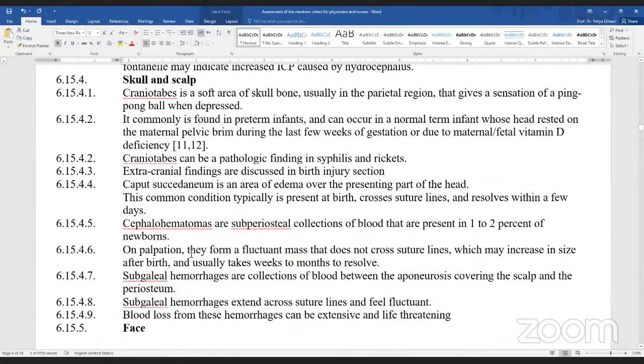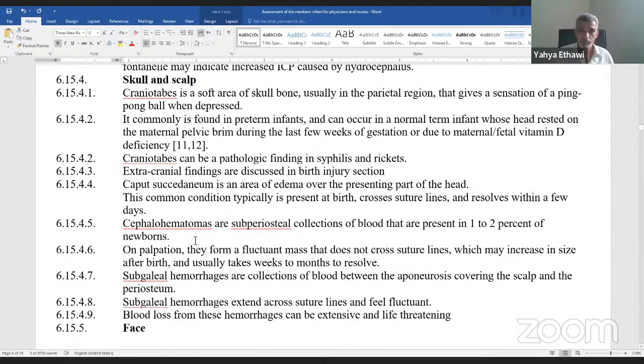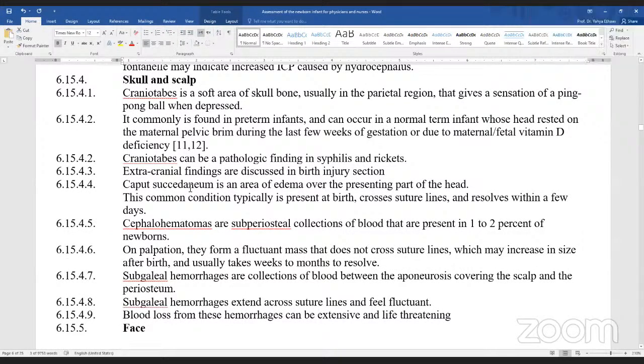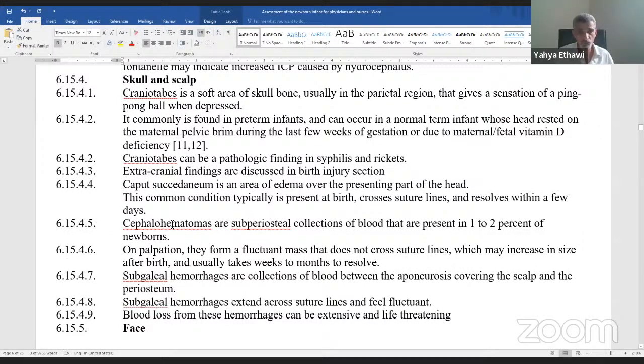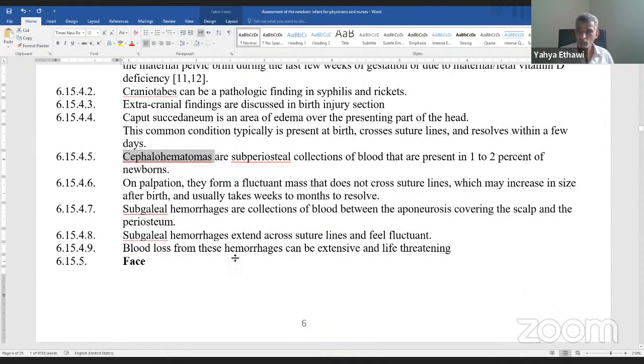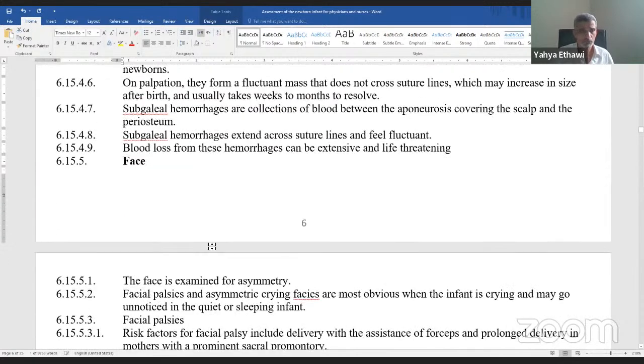Cephalhematoma, caput succedaneum, subgaleal hemorrhage. So for these, you need to know the terms, what they mean, what their consequences are, and how you manage them if they need management. Any blood loss, damage, injury or cut needs to be noted.